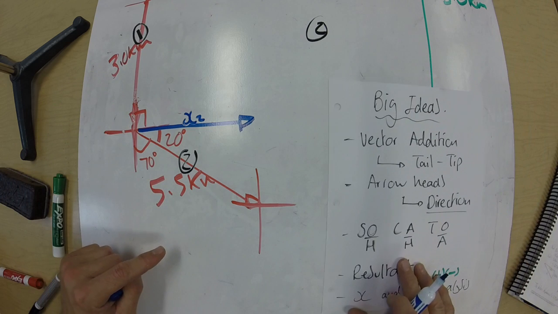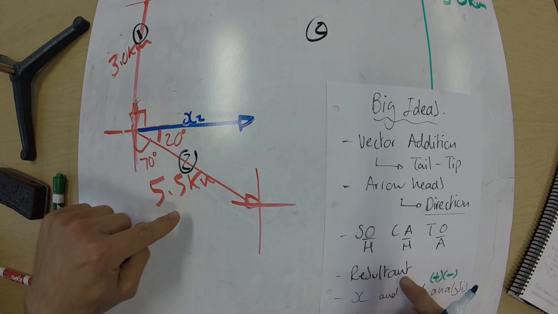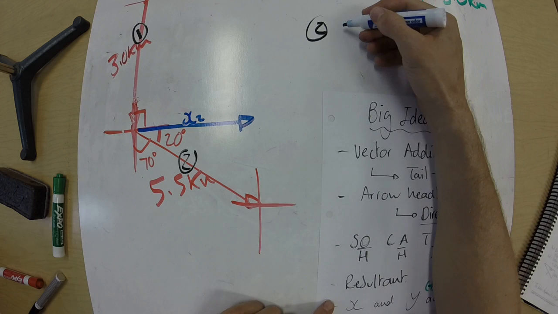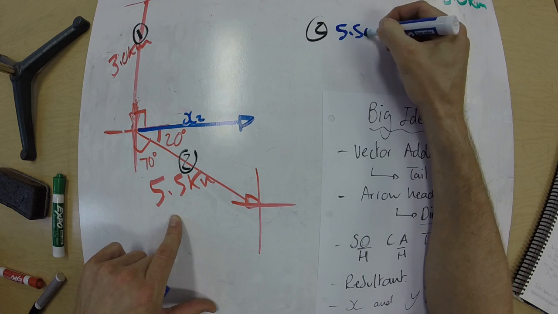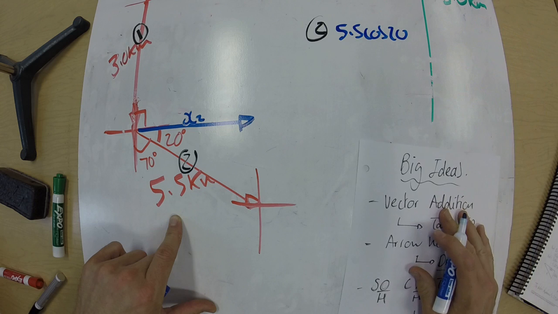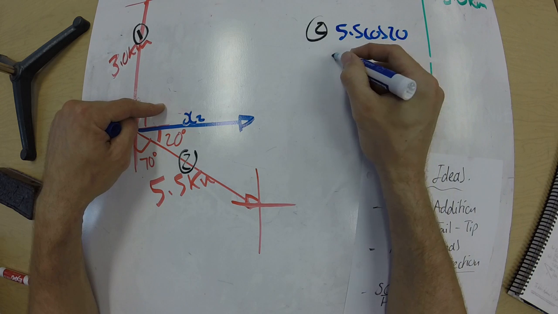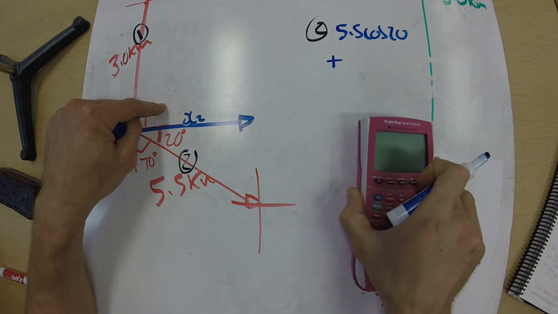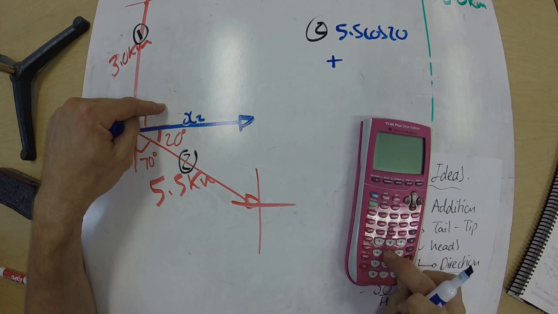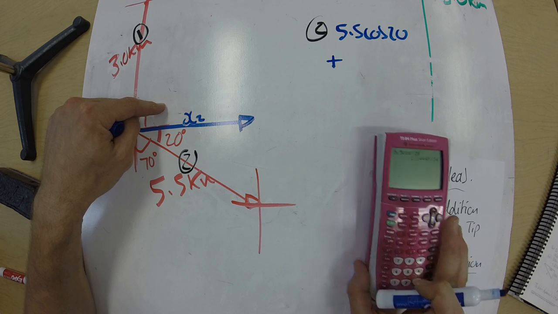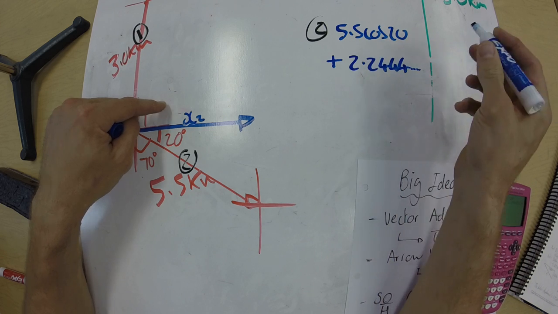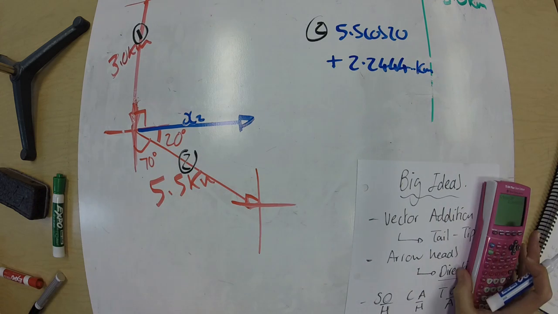So I'm going to use my SOHCAHTOA. I've got my hypotenuse, I've got my adjacent and my angle. So I'm going to use cosine. So this is going to be 5.5 cosine 20. And it's a positive because it's going to the right. So I'm going to do that calculation on here. I'm going to go 5.5 cosine 20, and that's 2.2444. So I'm just going to put that in, 2.2444. And that's going to be kilometers, because that's my unit.